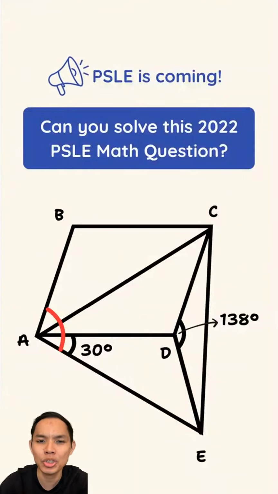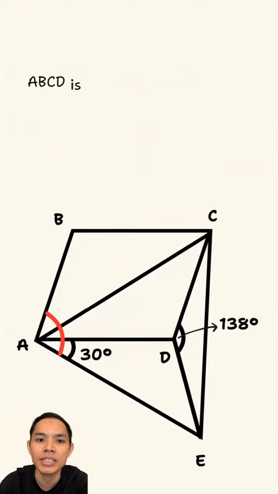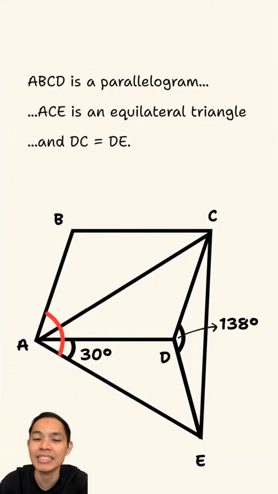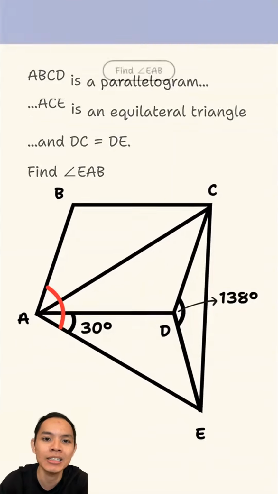PSLE is coming. Can you solve this 2022 PSLE math question? And the question goes, ABCD is a parallelogram. ACE is an equilateral triangle and DC is equal to DE. Find angle EAB highlighted in red.